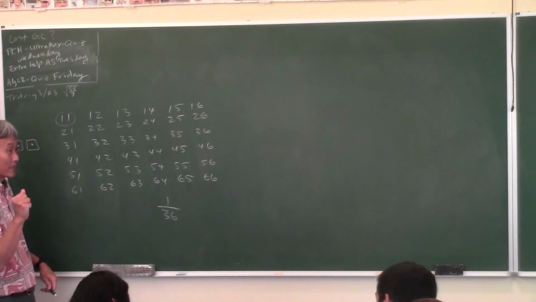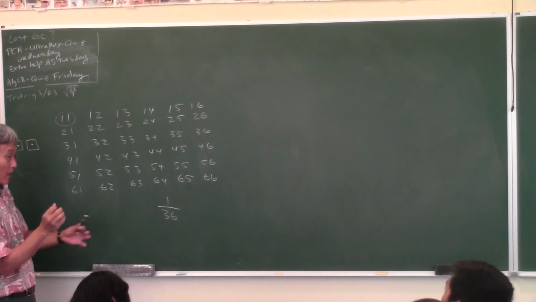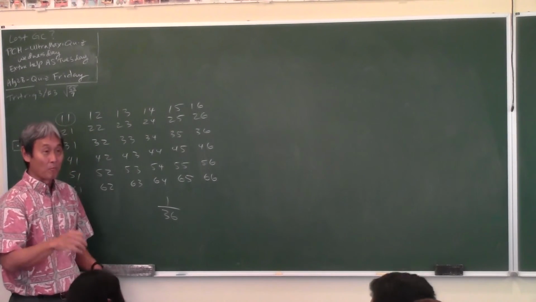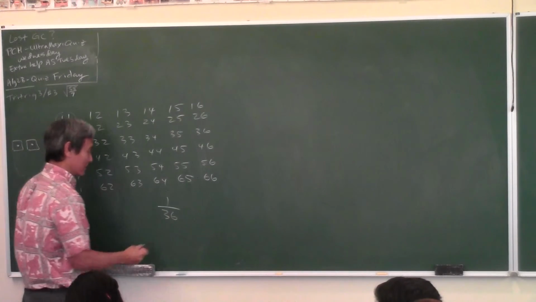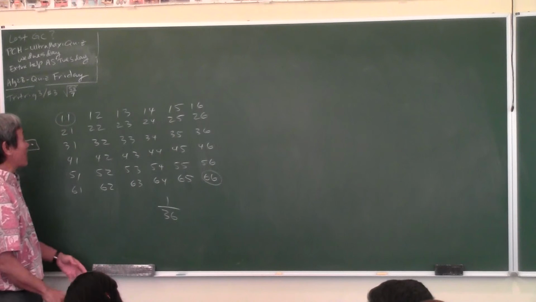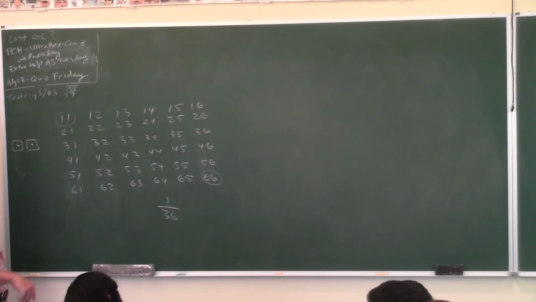What's the probability of rolling a 12? What do you call a 6 and a 6? There's a nickname for that. It's called boxcars, I think. Any right there. So 1 out of 36. What's the probability that the sum of the two numbers adds up to 3?